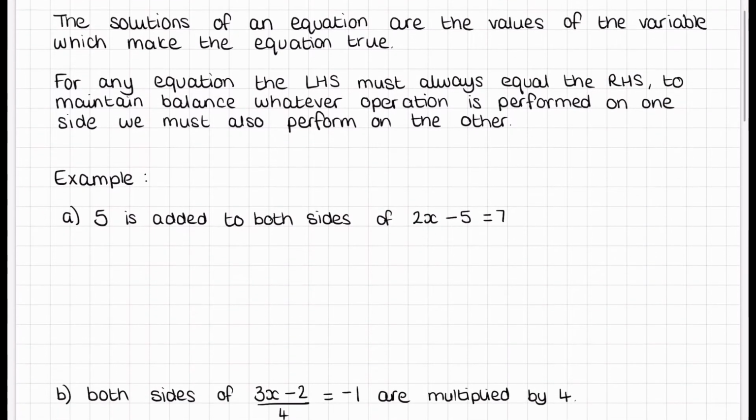So just to show what that means, here we have the first example, part A: 5 is added to both sides of 2x minus 5 equals 7. So if we're adding 5 to this side, we have to add 5 to the other side. Minus 5 plus 5 equals 0, so we'll just be left with 2x equals 12.